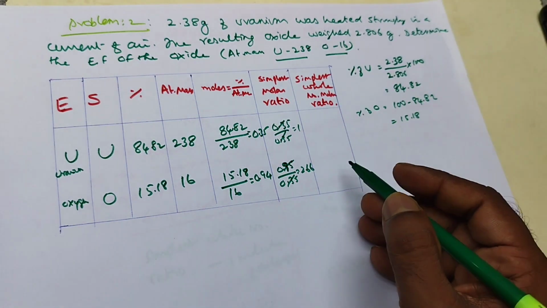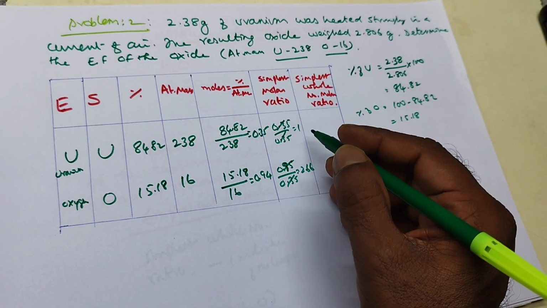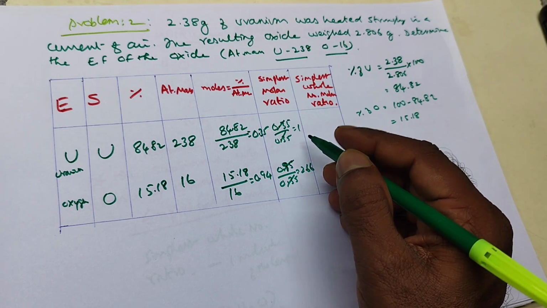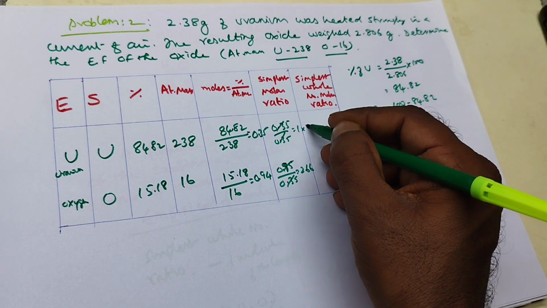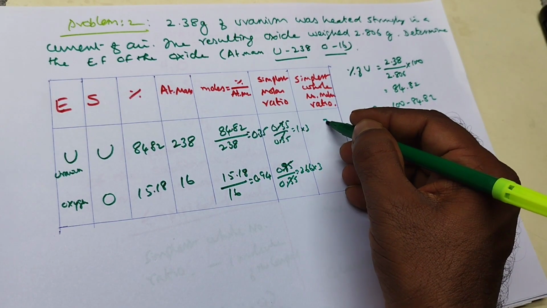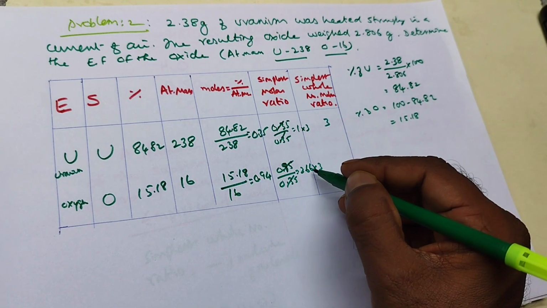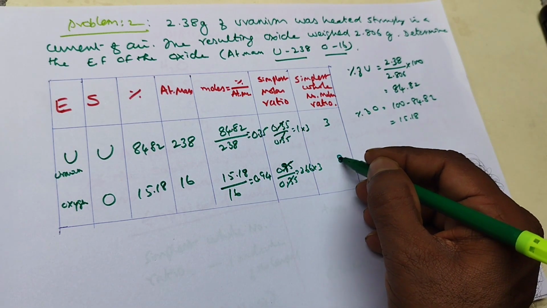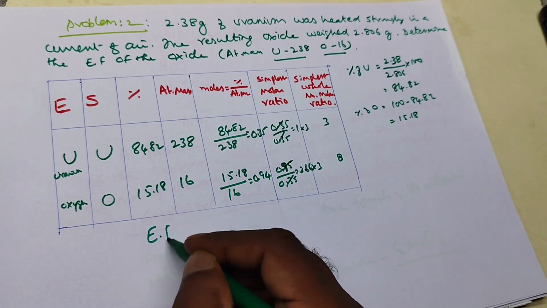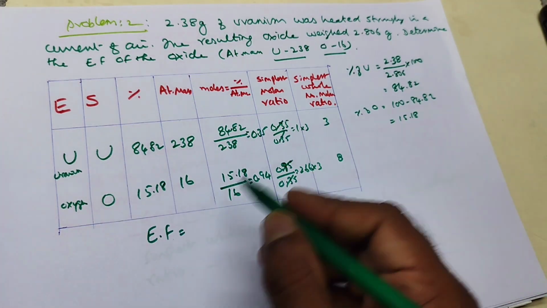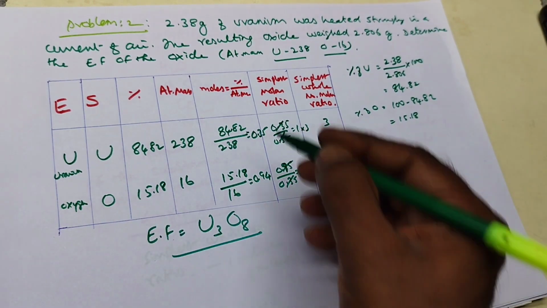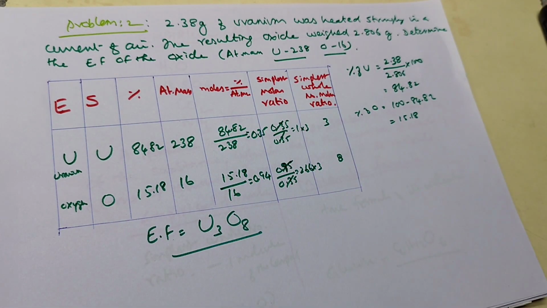Then these two simplest molar ratios have to be converted to the simplest whole number ratio. That means multiply by a suitable number. What is that suitable number? If you multiply by 3, then we get a whole number ratio: 1 into 3 is 3, and 2.66 into 3 is 8. So finally the empirical formula is U3O8. This is the method of finding the empirical formula.